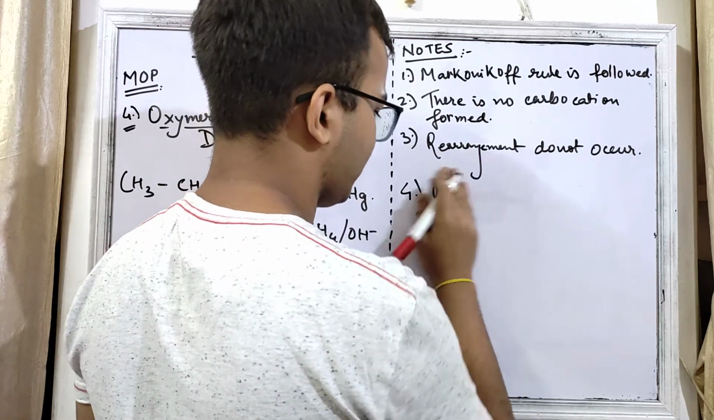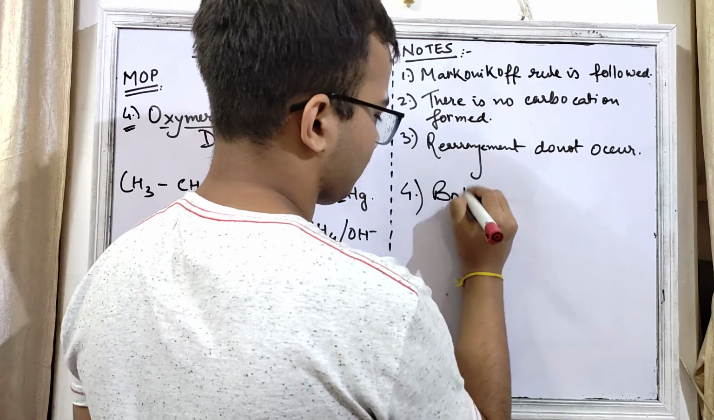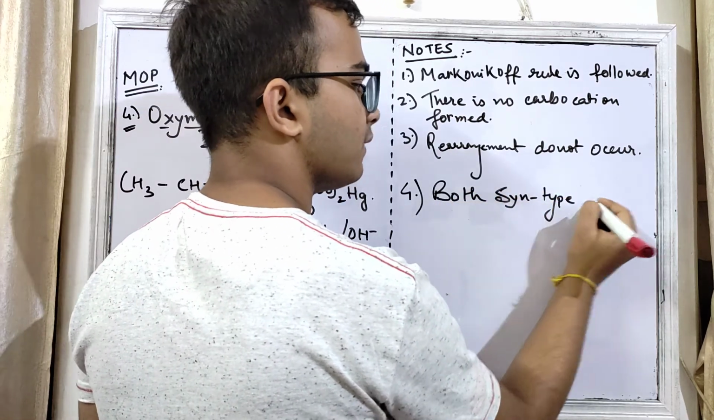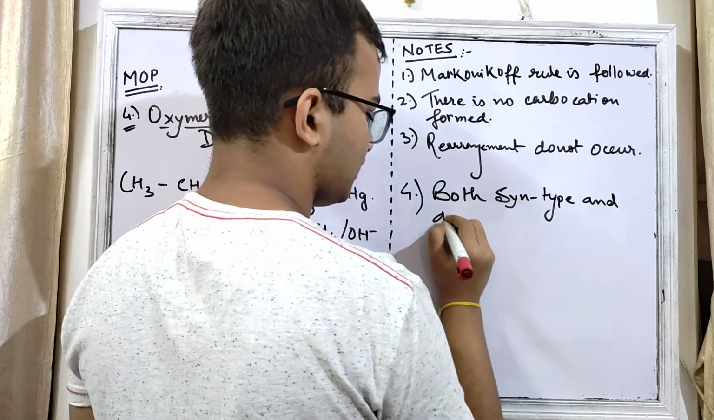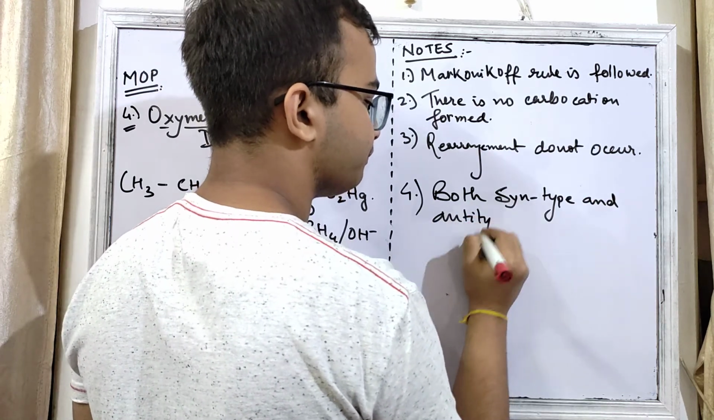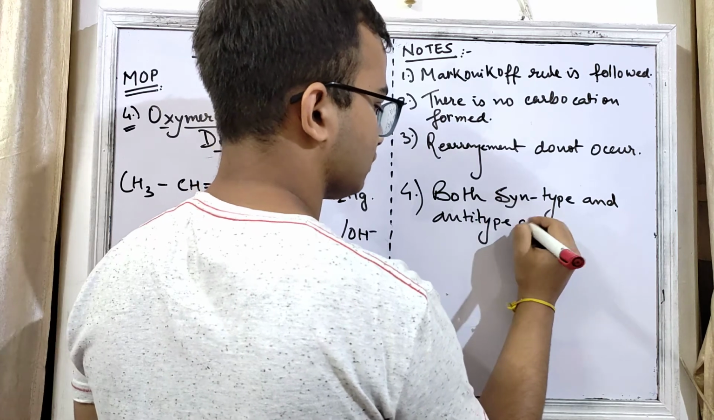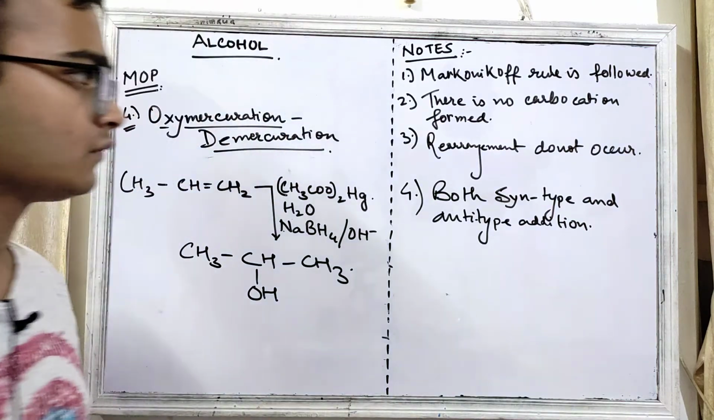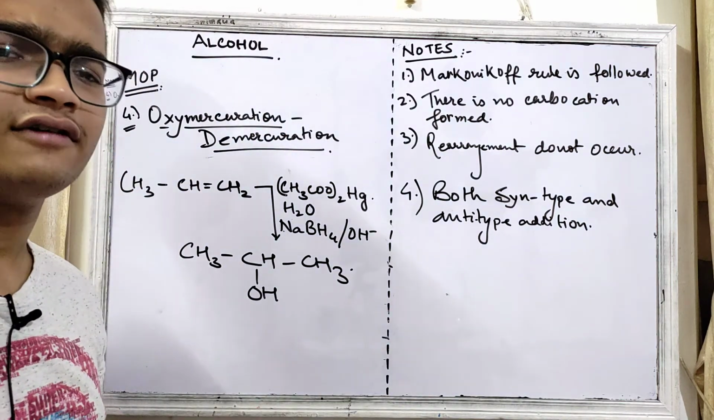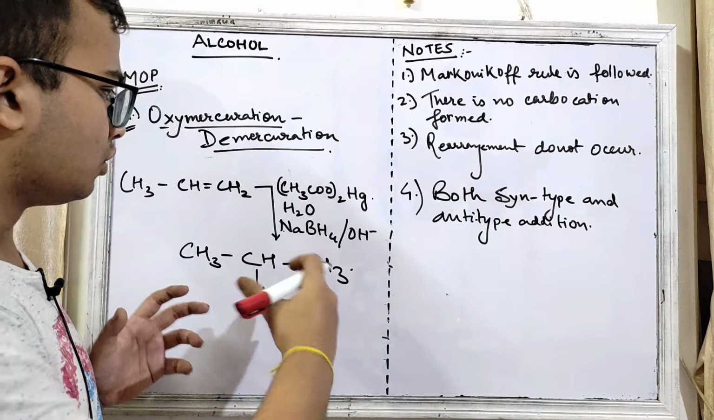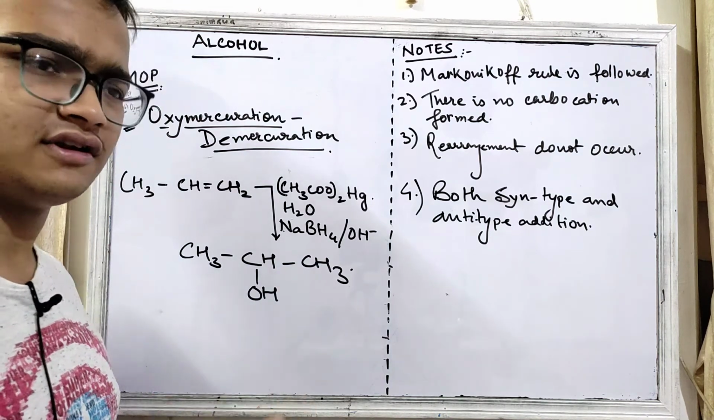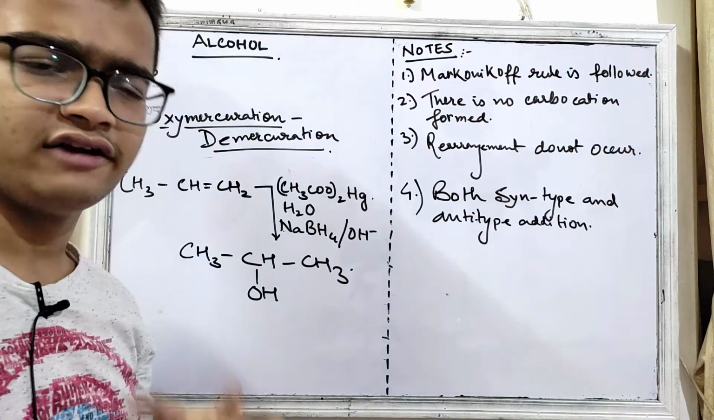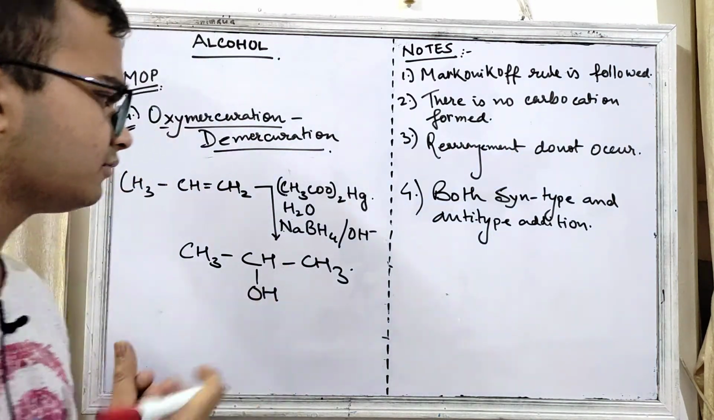Both syn type and anti-type addition are formed. So copy it up to this much. I will come with an example where we will do all the three types of methods of preparation from alkene. So this rearrangement thing will be better to understand in that. So copy it up to this much.